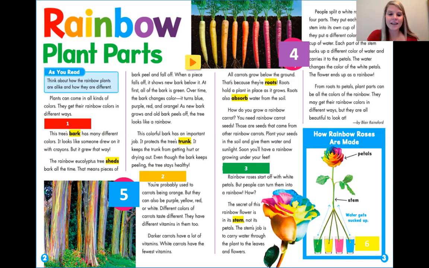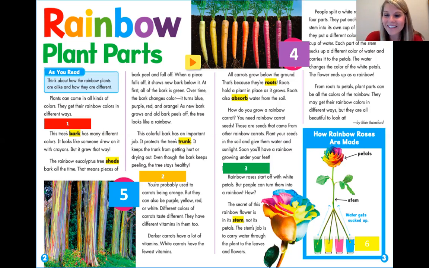Okay, let's look at 5 down there in the corner with our rainbow eucalyptus trees. And remember, this section was focusing on the bark. So maybe we could say rainbow eucalyptus come in many different colors, or rainbow bark sheds to reveal new colors. Anything that tells me more about the picture.